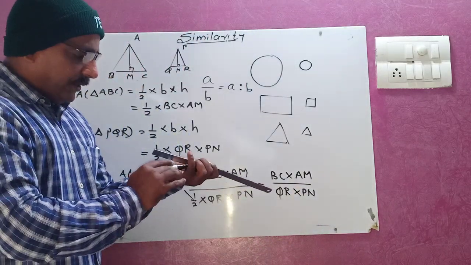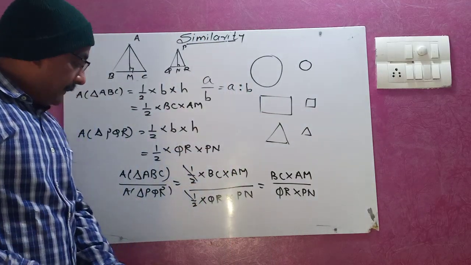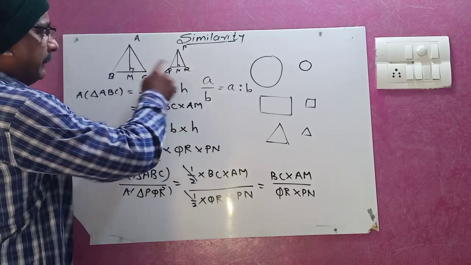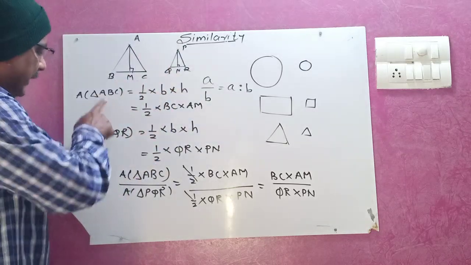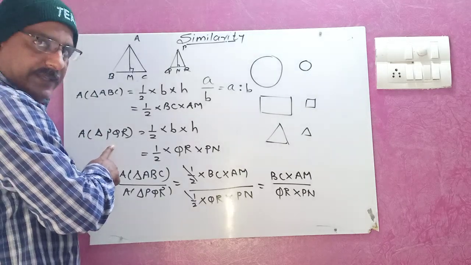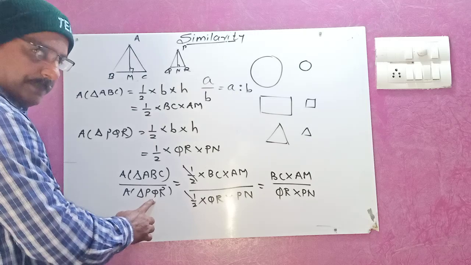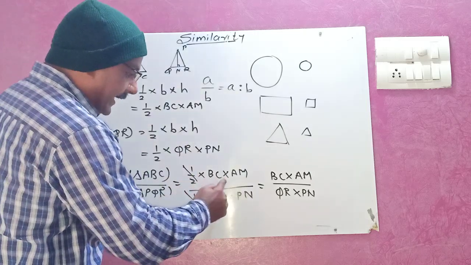Right, children? So when two triangles are similar and you want to find out the ratio of the areas of the two triangles, here area of triangle ABC upon area of triangle PQR is equal to BC into AM.